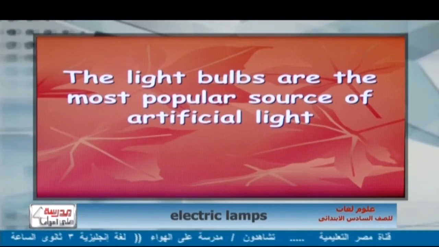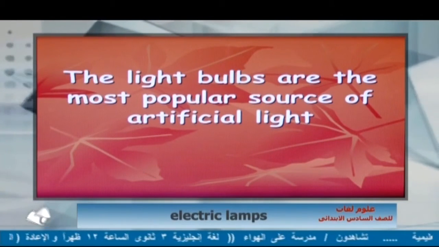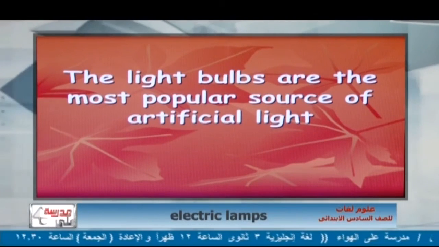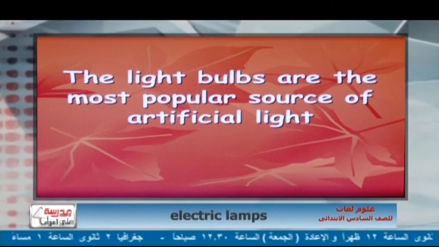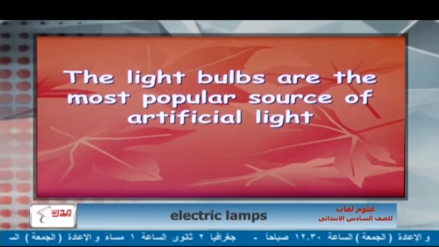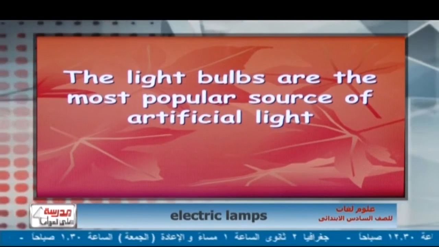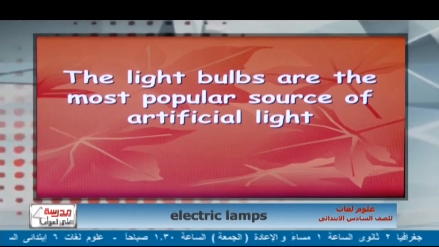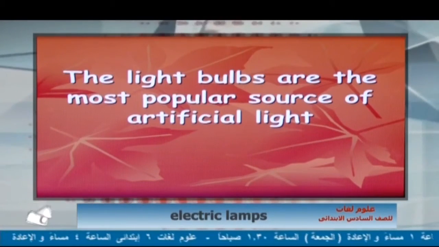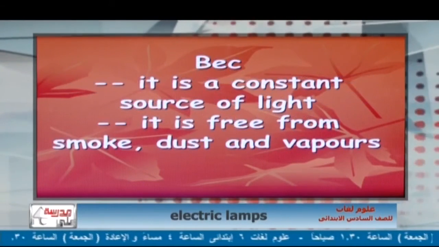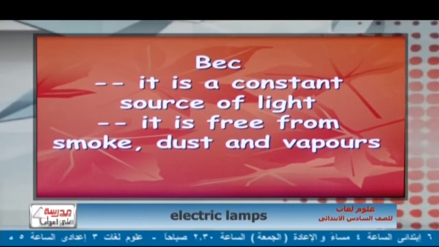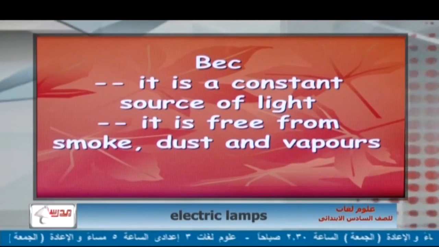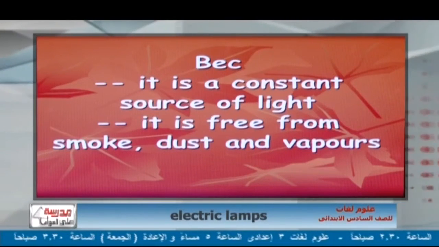اللايت bulb بنعتبرها most popular source، هي أكتر نوع شائع أو محبوب ومفضل في حياتنا عن أي مصدر صناعي تاني زي الكاندل أو كيروزين لامب أو oil lamp. ليه بنفضل دايما اللايت bulb than the other sources? I have many reasons as I said before. Because it's a constant source of light. It's free from smoke, dust and vapor and also it gives us bright and clear light.